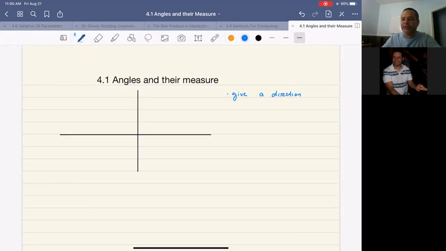So we consider this direction to be 0 degrees. This direction is 90 degrees. This direction is 180 degrees. This direction is 270 degrees. You just take the 180 plus 90.